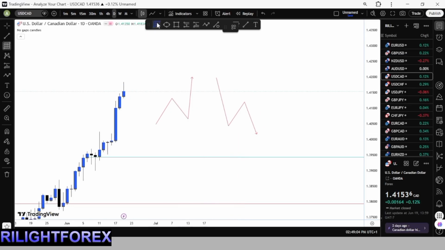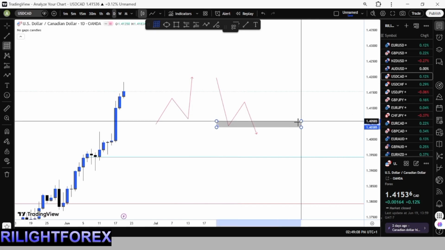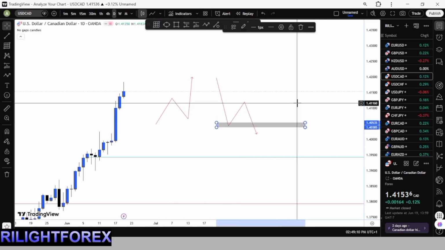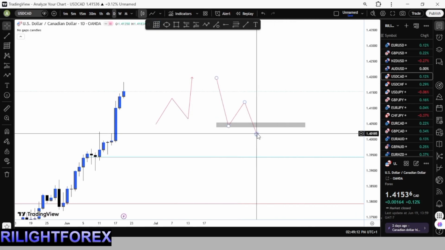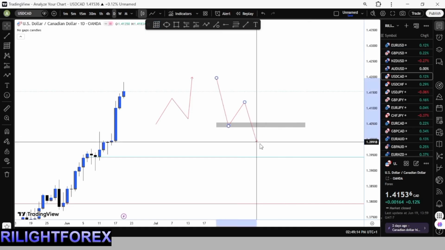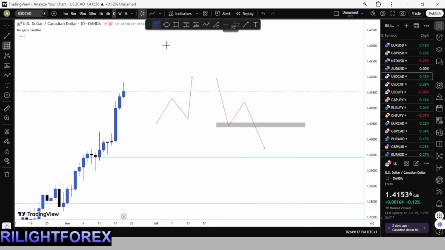And at the same time, this is going to be our area of interest. Area of interest means a particular place where you want to be buying or selling, or just a particular level. That is what area of interest means.